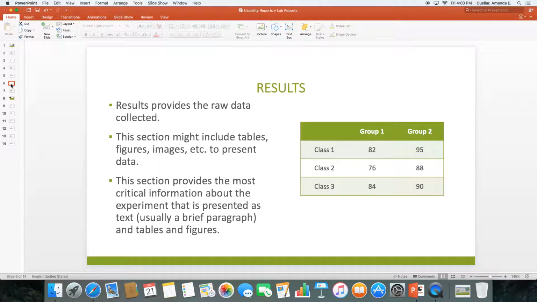The results section provides the raw, that is the uninterpreted, data collected. This section might include tables, figures, and images to present the data. It provides the most critical information about the experiment as text, usually in a brief paragraph, and also includes tables and figures. Information that is included in the text should not be repeated in a table or figure.